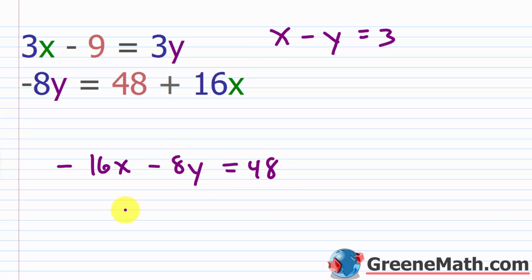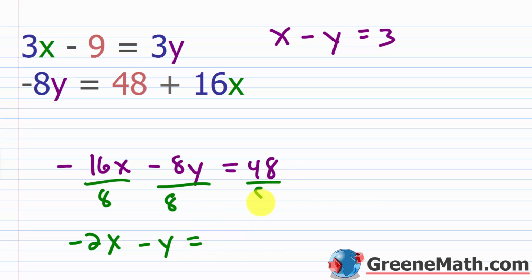For this one, everything is divisible by 8, right? Because you divide this by 8, you get negative 2, then times x. You divide this by 8, you get negative y, and this equals, you divide this by 8, and you get 6. So you can say this is negative 2x minus y is equal to 6, okay?